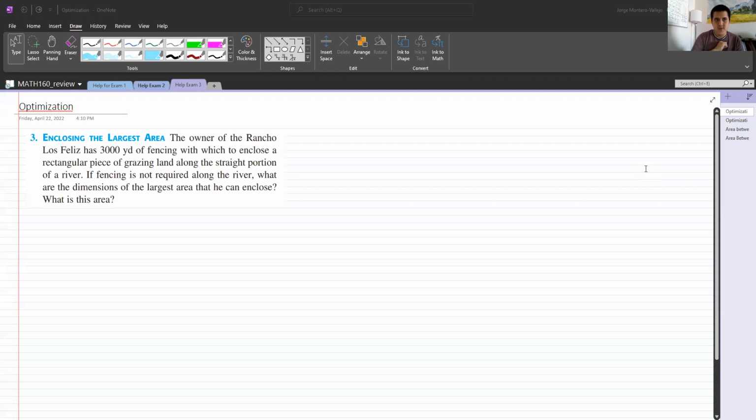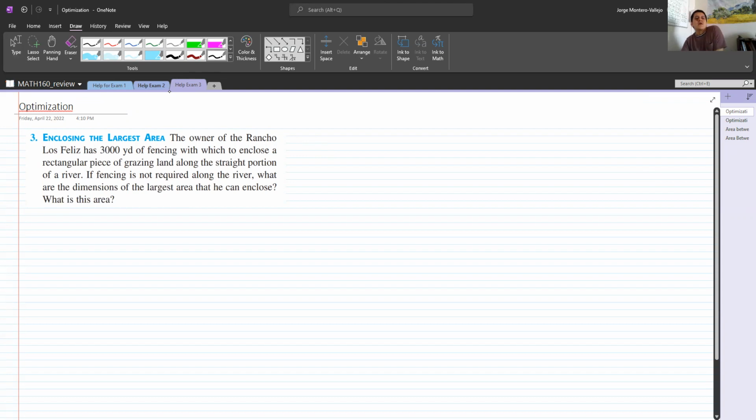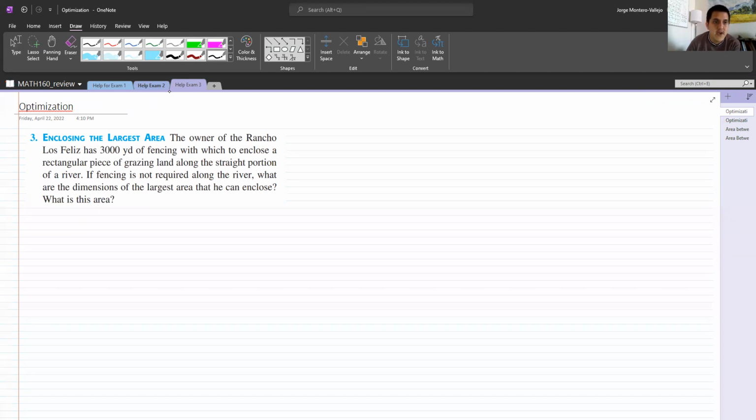Okay, so this is the first optimization problem. It's about enclosing the largest area. Let me see. Put this over here. Let's make sure that this is working properly. It is. Okay, enclosing the largest area. The owner of the Rancho Los Feliz has 3,000 yards of fencing with which to enclose a rectangular piece of grazing land along the straight portion of a river.